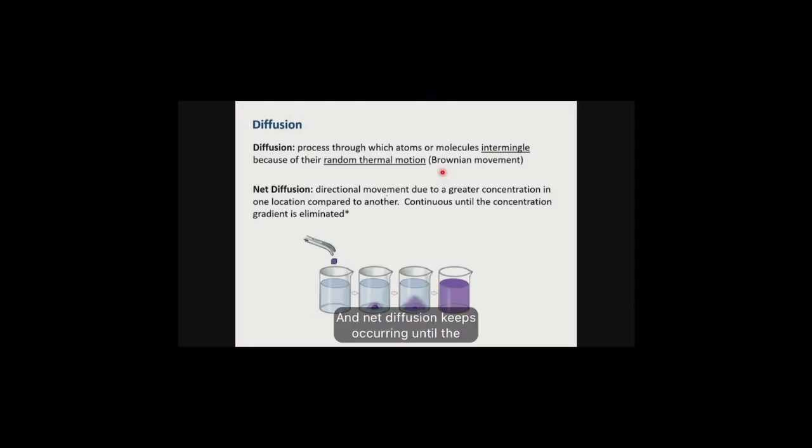And net diffusion keeps occurring until the concentration gradients are equal, and then net diffusion stops. Diffusion will still continue. That random movement due to thermal motion continues, but directional movement, net diffusion, stops, okay? All right, let's talk about what affects net diffusion.